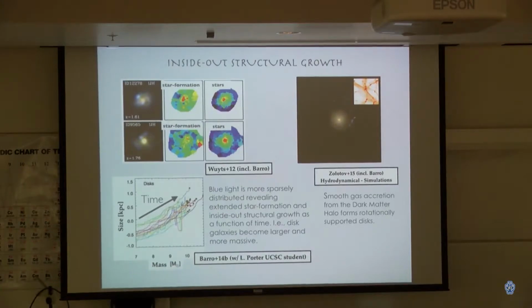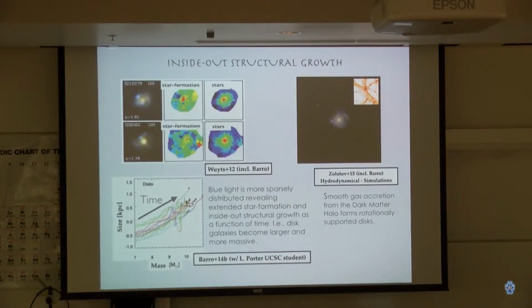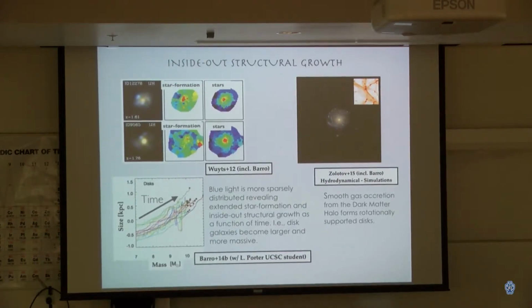So you have the gas, it's getting into the galaxy, and when it's dense enough, it's going to start making new stars. And those stars are going to be arranged in spiral arms, making the galaxy larger and larger.